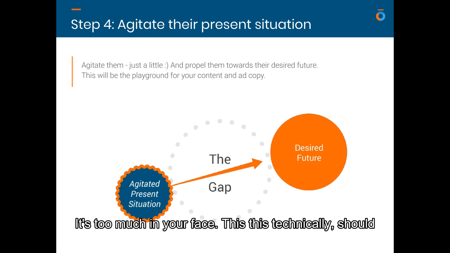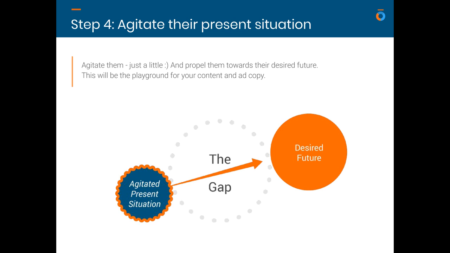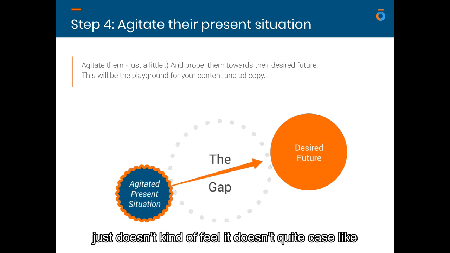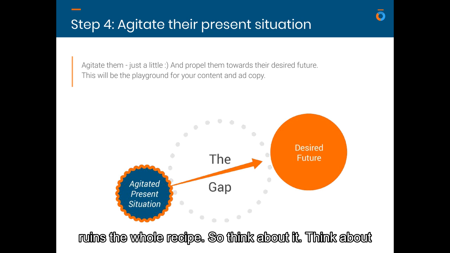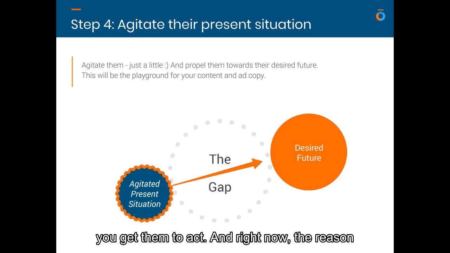This technically should be the salt in the recipe of your ad content, where if it's not there, the recipe just doesn't quite taste right. But if there's too much, it ruins the whole recipe. So think about it that way. You want to agitate just enough so that you get them to act.